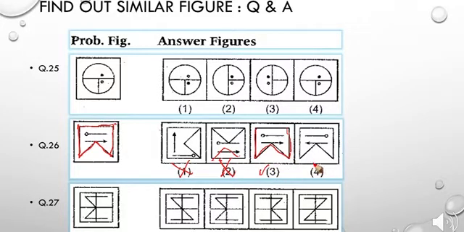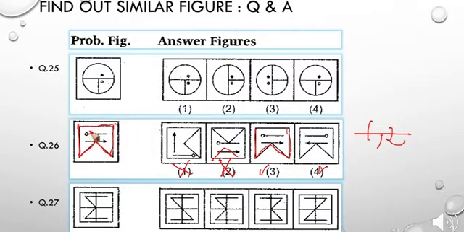Let's check the next figure also. Yes, this design is also available. So we have seen that answer 1 and answer 2 cannot be the right answers. So answer to the question number 26 is either 3 or 4. For that we need to see more design inside the problem figure.